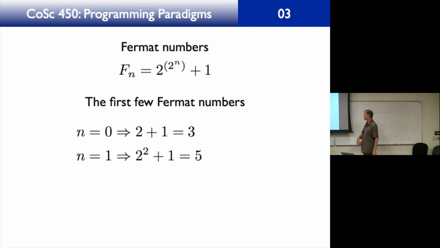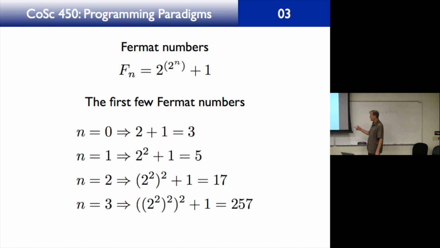Ooh, we have a difference of opinion here. You want to make a prediction? 65. Now we still have a disagreement. Come on, you guys, can we not do this? Is this higher math? 17. 17? Okay, then what about n equals 3? It's 257. Yes.